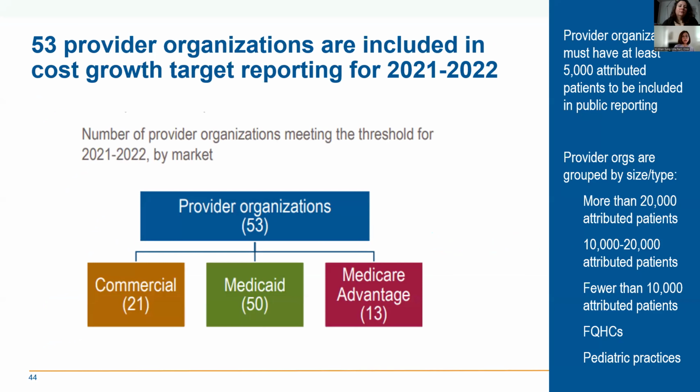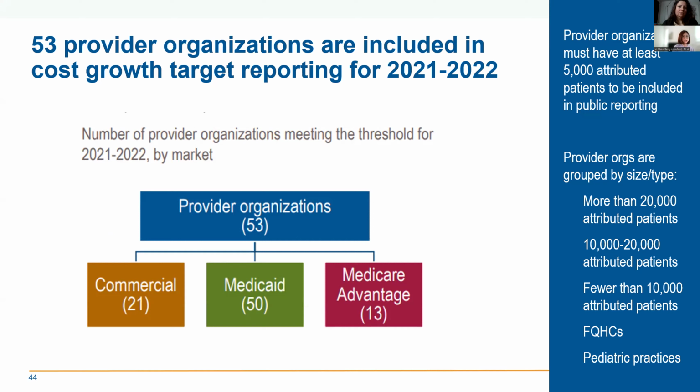For public reporting, we include provider organizations with at least 5,000 attributed patients, which results in 53 provider organizations in the report between 2021 and 2022. If we look at the provider organizations by market, there are 21 in commercial, 15 in Medicaid, and 13 in Medicare Advantage.